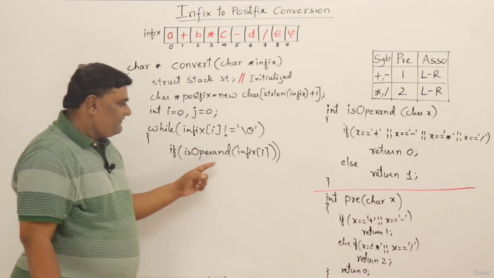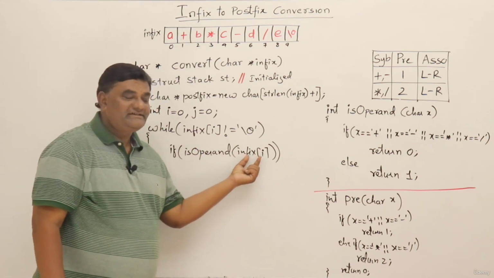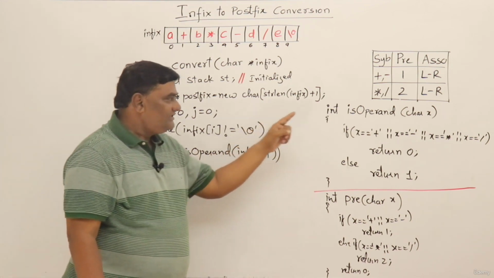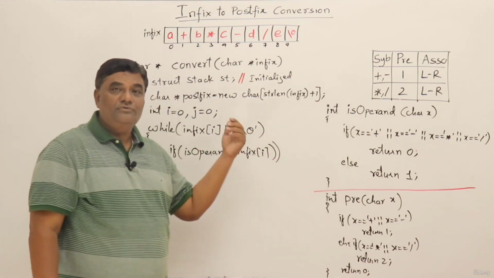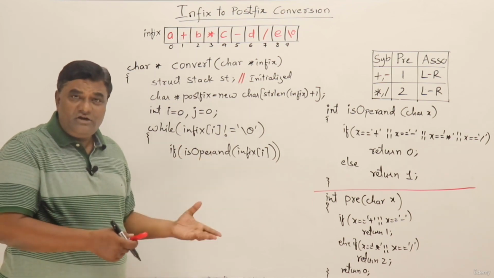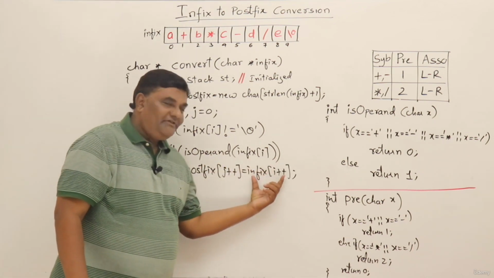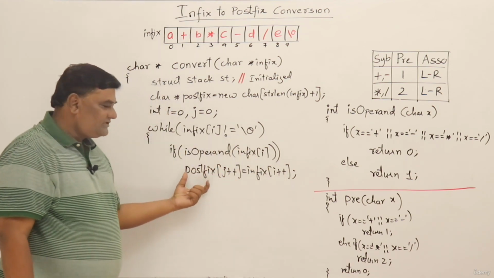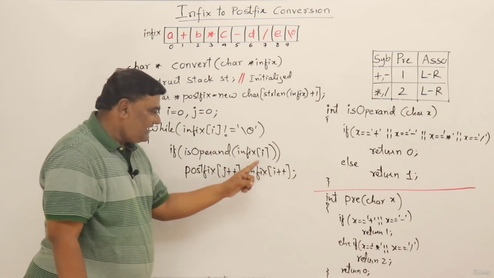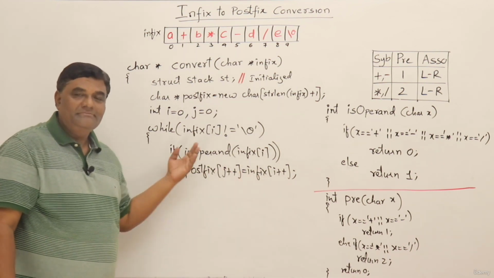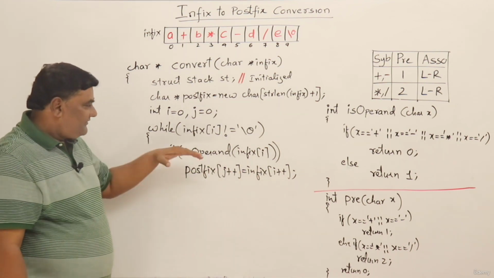To check whether that symbol of the infix expression, let us say the first symbol, is an operand, I'm sending it to this function. This function returns true if it is an operand. And if it is an operand, then directly I should send it to postfix. So the symbol of the infix expression should be stored in postfix, and indexes i and j both should be incremented. So copying that symbol here, if it is an operand.